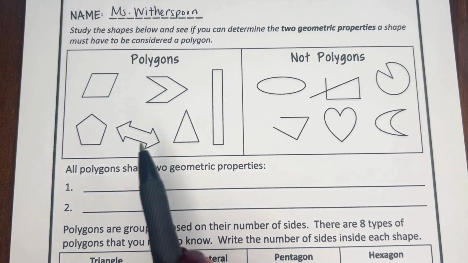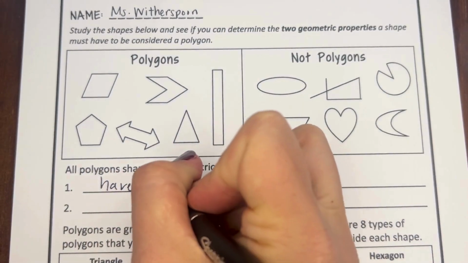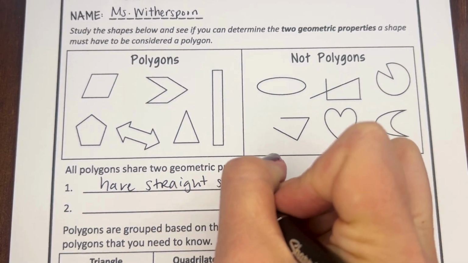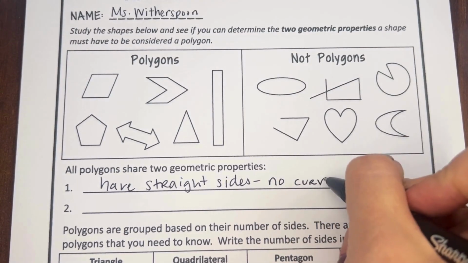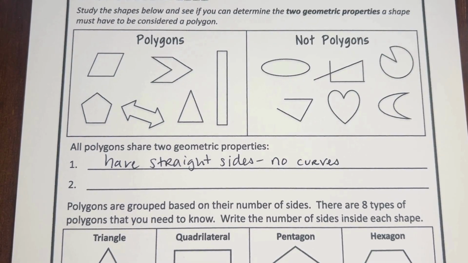If you said that all polygons have straight sides, which means no curves, you're right. You got the first one. The second thing is a little bit trickier.